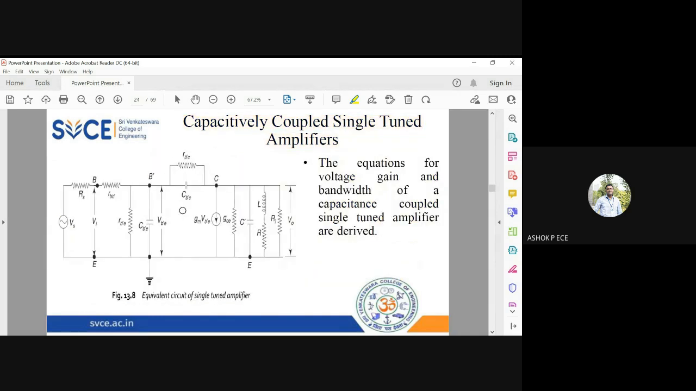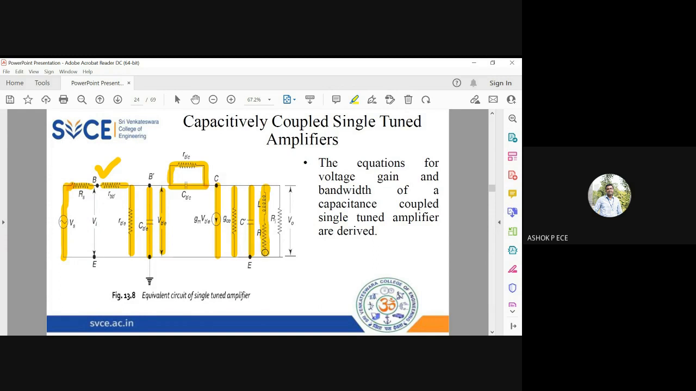I hope you remember what the hybrid pi model is. So VS and RS will come as it is. You will have RBB dash. B is your base, B dash is your virtual base. Between B dash and emitter, you will have RB'E and CB'E, and the voltage is VB'E. Between base and collector, you will have RB'C and CB'C. Between collector and emitter, you will have gm VB'E and GCE, followed by your load C dash in parallel with L in series with R.